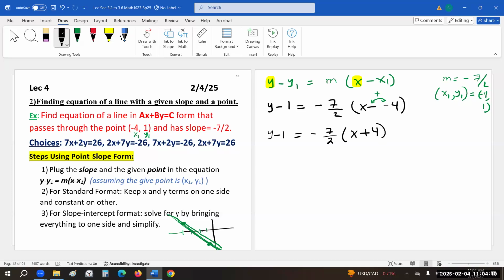We actually found our equation of the line, but still we cannot stop. Why not? What's the reason that we have to keep going on?